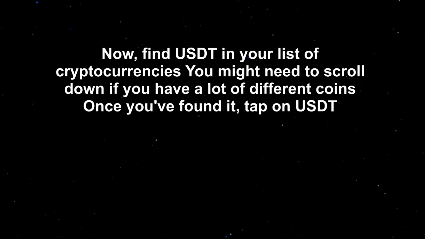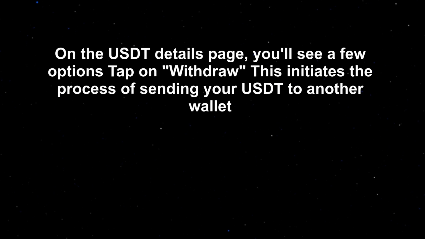Now, find USDT in your list of cryptocurrencies. You might need to scroll down if you have a lot of different coins. Once you've found it, tap on USDT. On the USDT details page, you'll see a few options. Tap on Withdraw. This initiates the process of sending your USDT to another wallet.